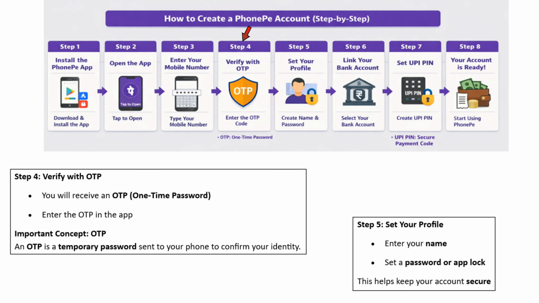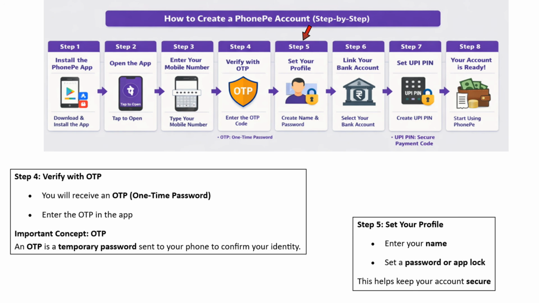Step 4. Verify with OTP. You will receive an OTP. OTP is nothing but one-time password. Enter the OTP in the app. What is OTP? OTP is a temporary password sent to your phone to confirm your identity.